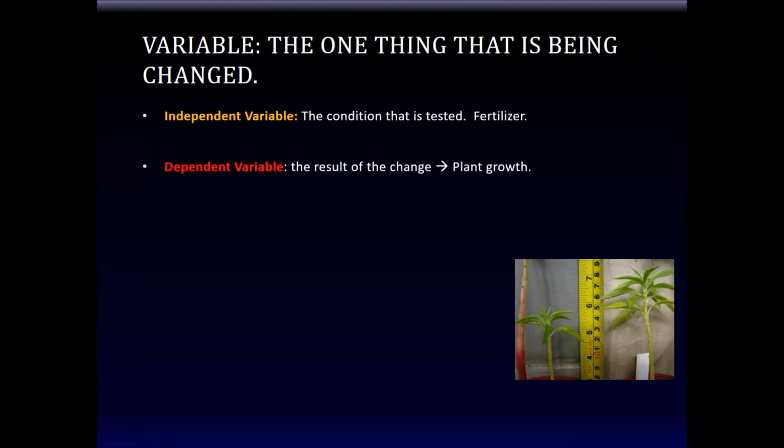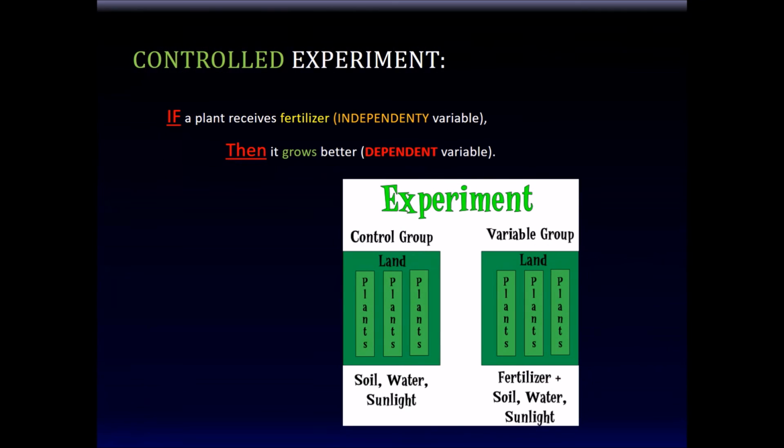And these are two terms. You're almost finished, don't worry. Two terms. Now, independent variable, dependent variable. If you put your question in an if-then statement, this becomes very easy to identify. Okay? If a plant receives fertilizer, that's the independent variable. Fertilizer is the independent variable. Then it grows better. That's the dependent variable. Right? Because the growth is dependent on the fertilizer.